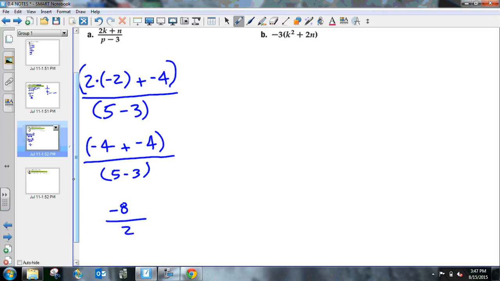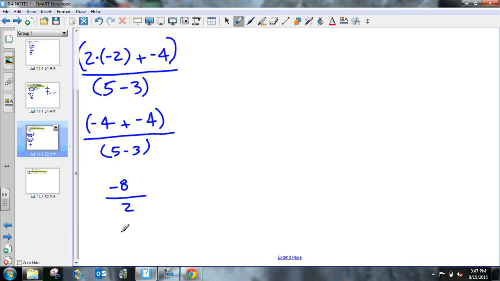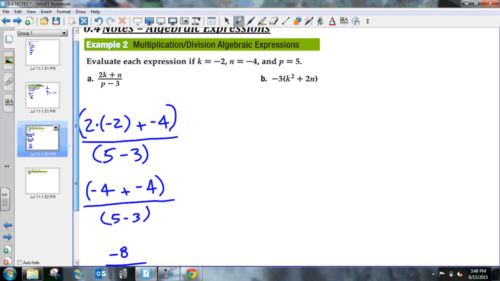So now I have negative 8 divided by 2, which ends up just giving me negative 4. And that's my answer. Okay? Let's take a look at the next one.